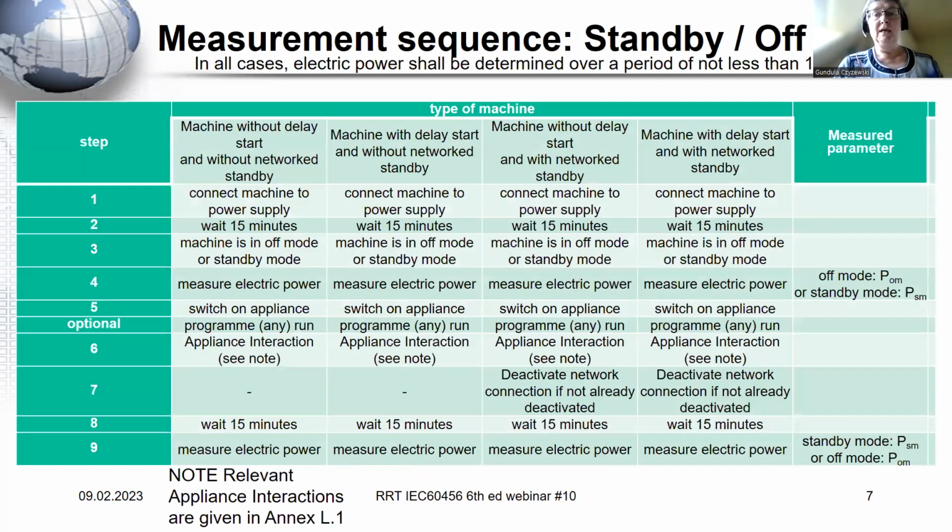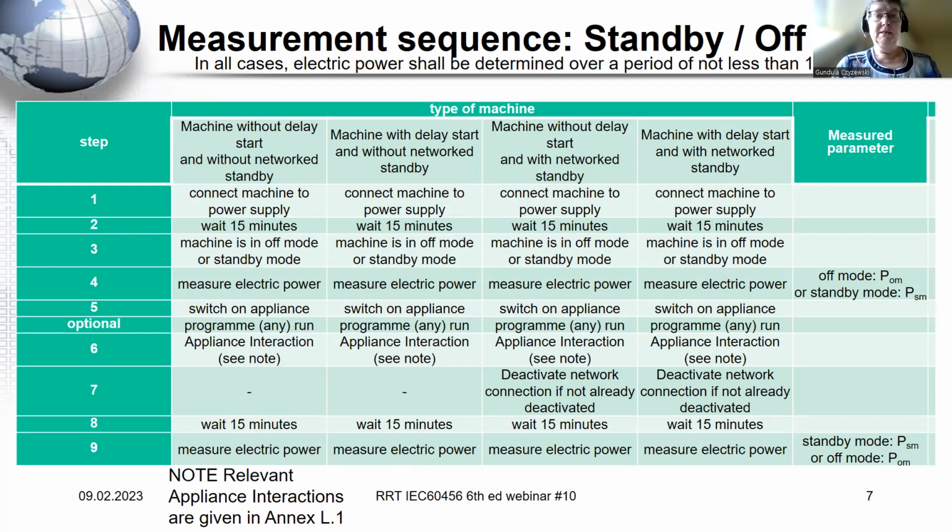Let's go into the table in Annex L. It's the table L1. And this is the first part of this table. And this is about the measurement of standby and off. And in all cases, this measurement should be done over a period not less than 10 minutes. So keep these 10 minutes in mind when doing a measurement, but make sure to measure the time and also the electrical power in that period.